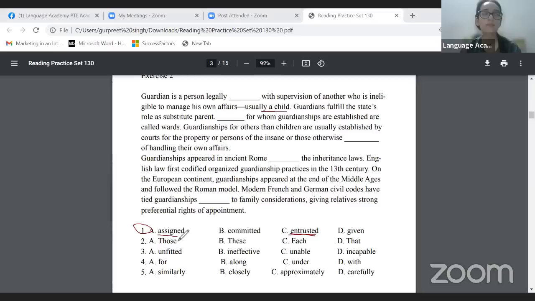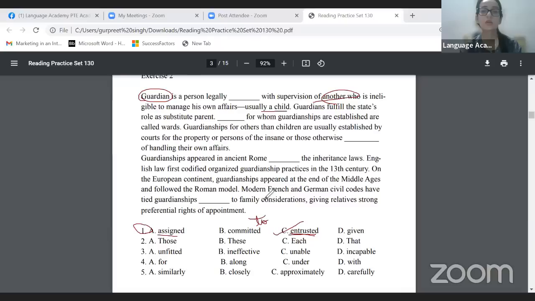For example, the duty can be to pick up all the chairs in the room. That is also work assigned. But that is not entrusted, because entrusted specifically goes with giving the responsibility of a human being, of a person. So that is why the answer here is entrusted, because guardianship has to do with the responsibility of a human being, of another. Another means another person. Committed comes with committed to, and given is a very general word.